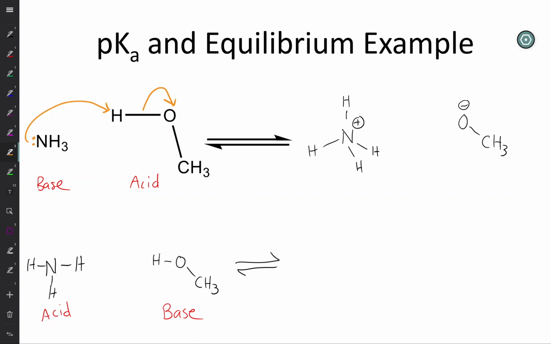Lex? The lone pair on oxygen. So the lone pair on oxygen would get shared with hydrogen. Then I would break the NH bond. All right.